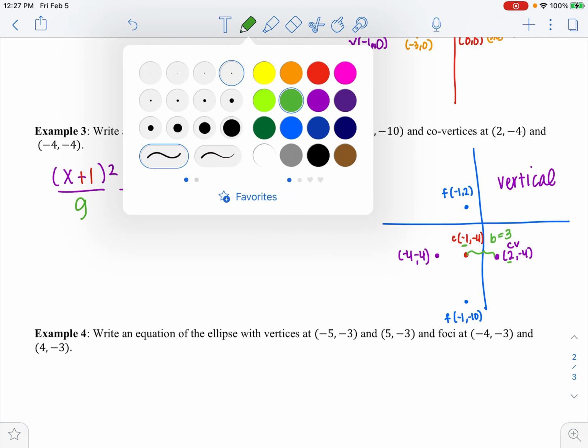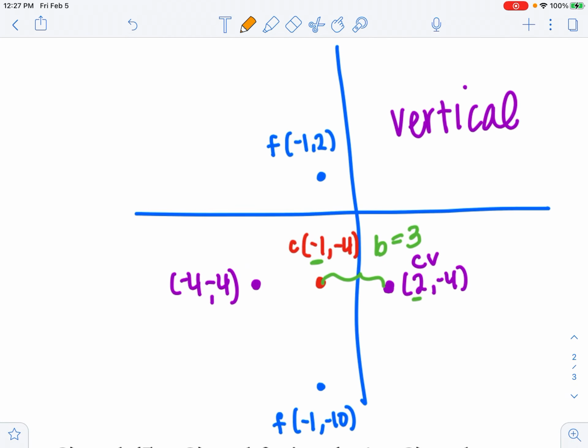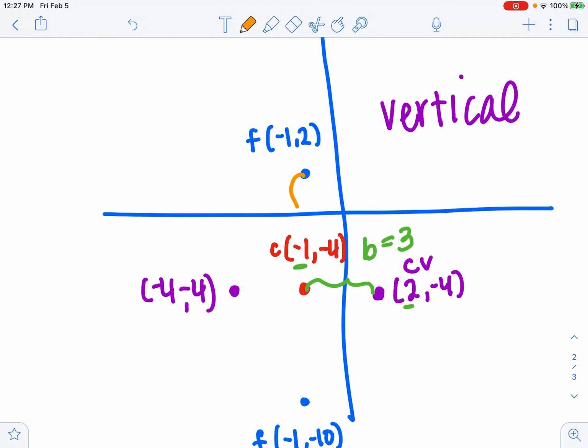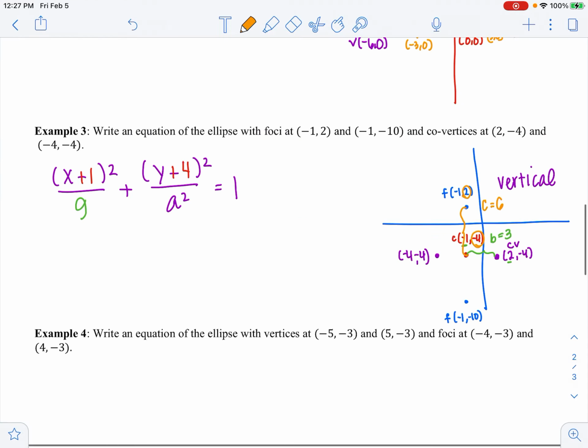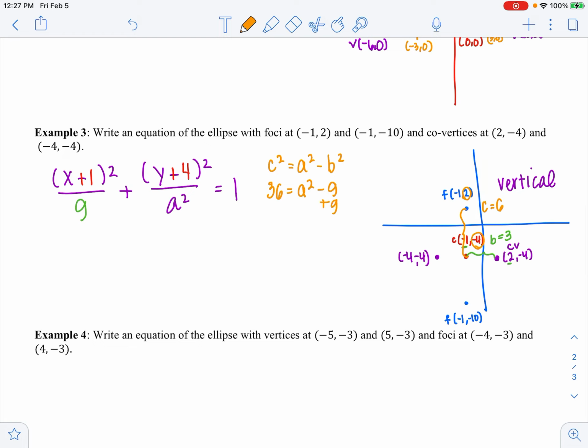Now we already said we can't find A, but that means we have to be able to find C. So now let's look to see how we can find C. Center to your focus, this distance. It goes from -4 to +2. So that means C is 6. I have to use C squared equals A squared minus B squared. So that's 36 is equal to A squared, which is what I'm looking for, minus B squared, which is 9. Solve for A squared by adding 9 to both sides, and I get 45 is A squared. Remember, you're not square rooting because A squared goes right here, 45.